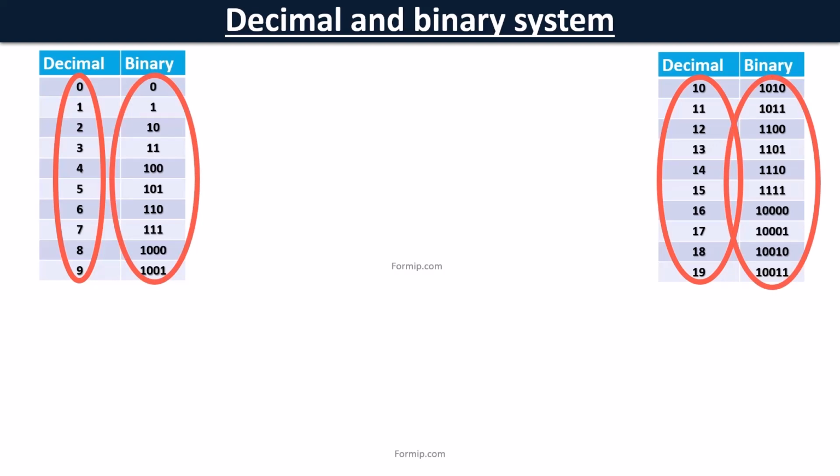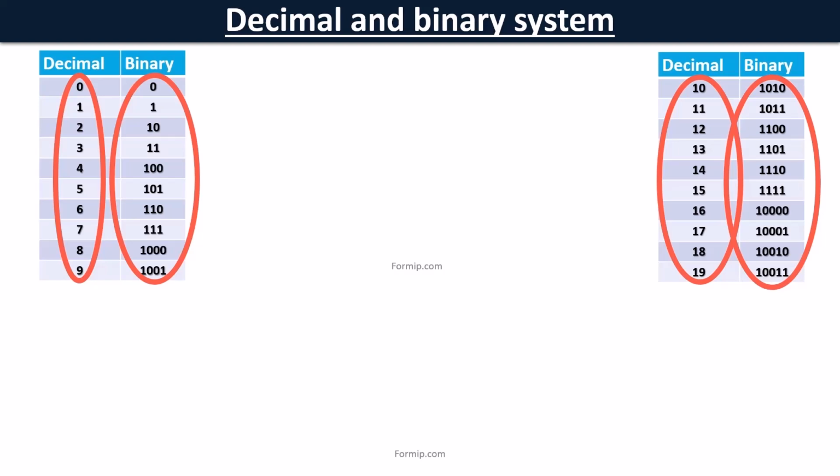The first number is 0, followed by 1, then the number 10, 11, 100, 101, and so on. Here you see the binary conversion of the decimal digits from 0 to 19.